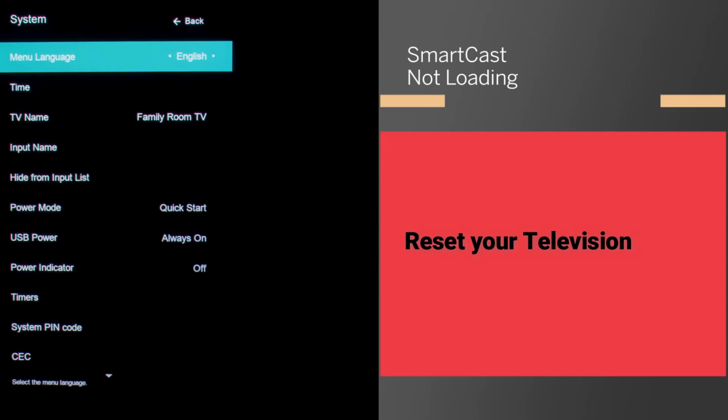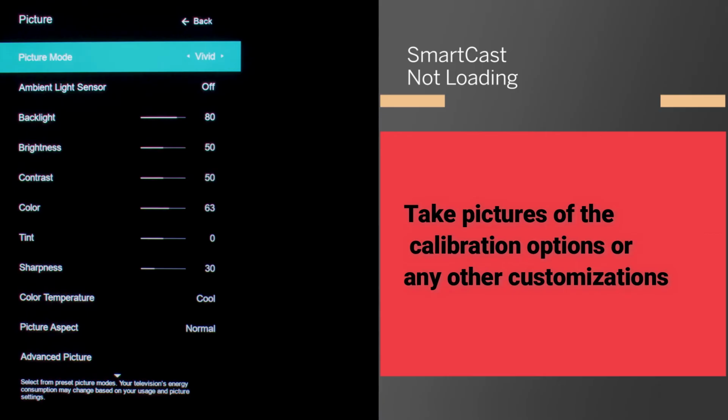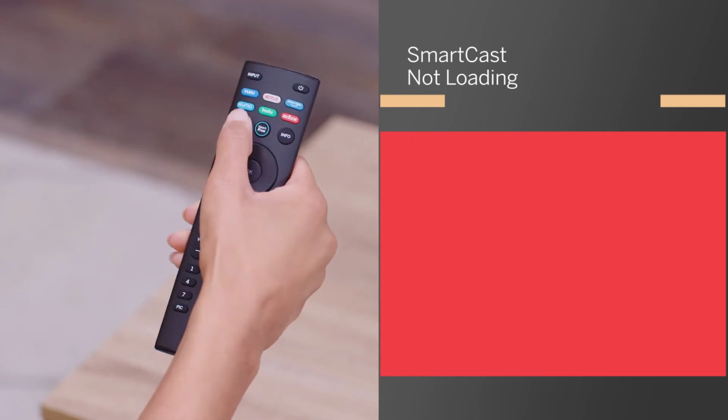Resetting your TV will erase any custom settings that you have made, such as the calibration settings. We recommend taking pictures of the calibration options or any other customizations before that, so you can easily change them back after the factory reset.